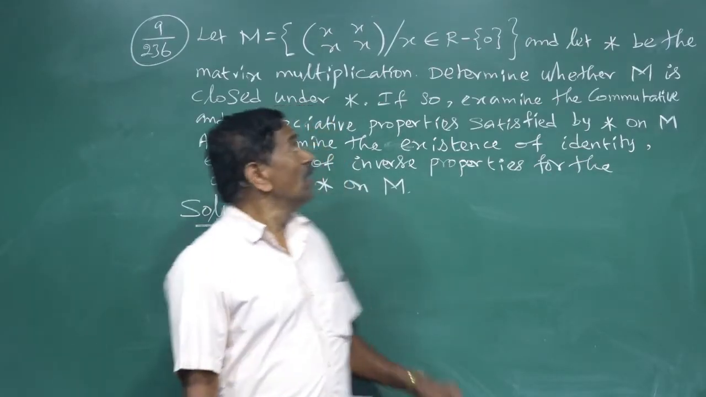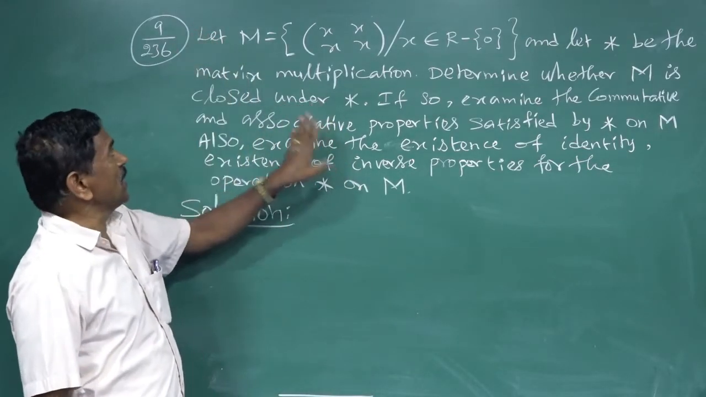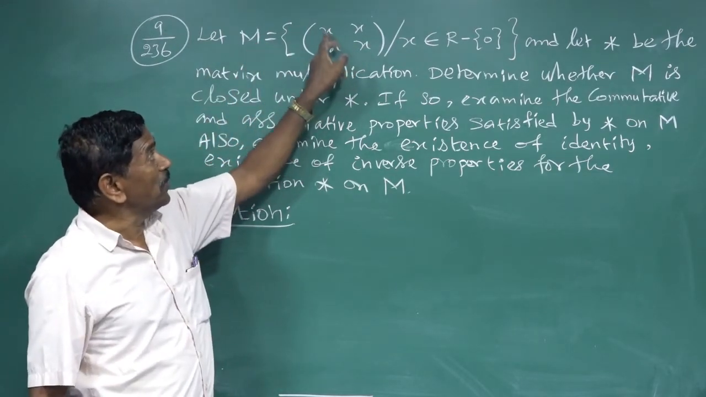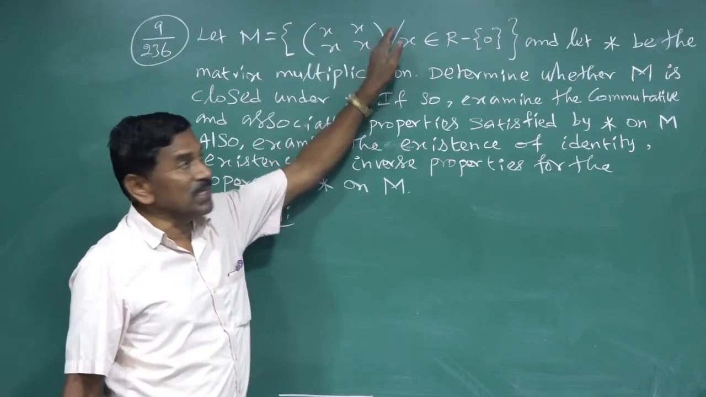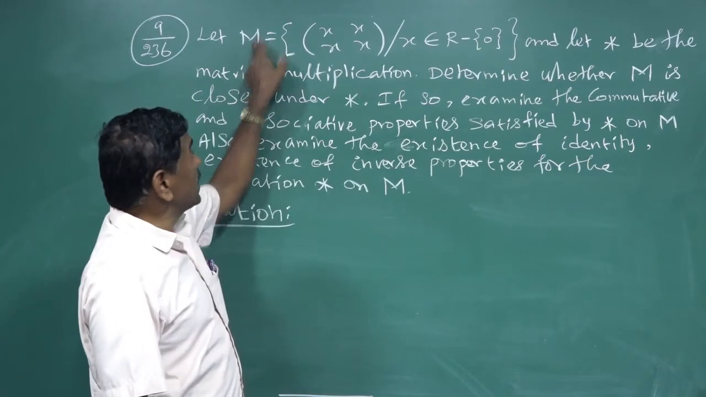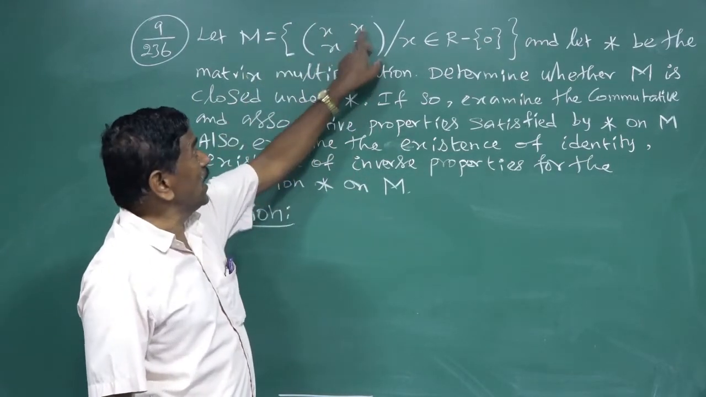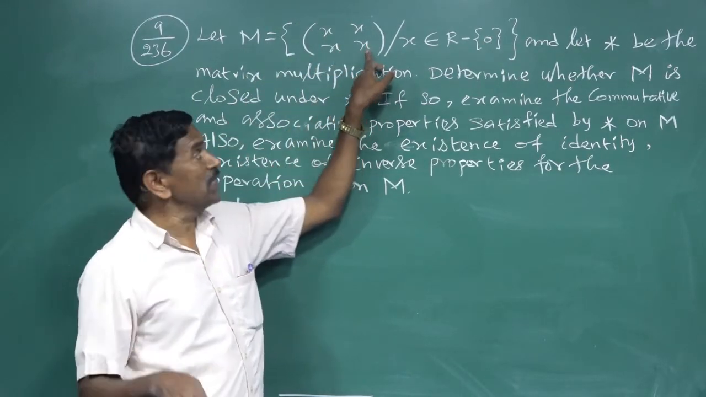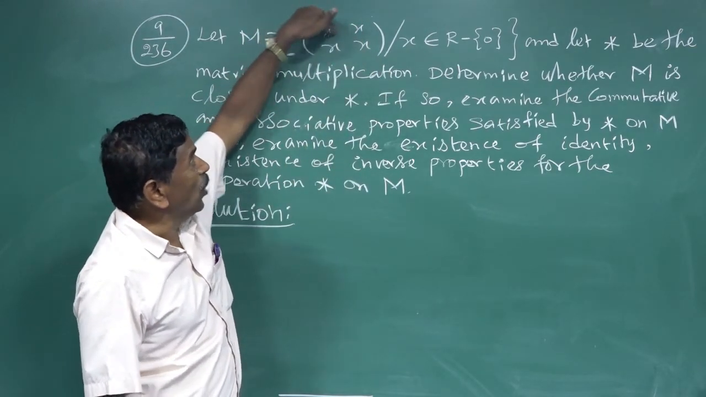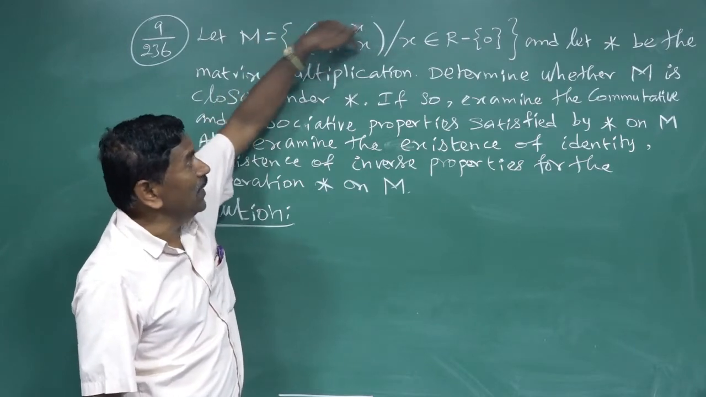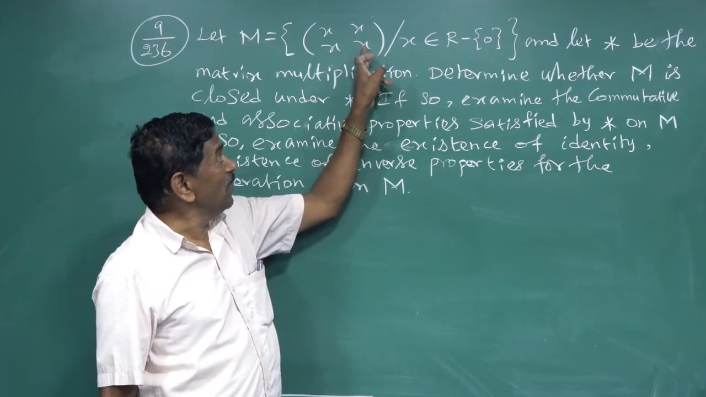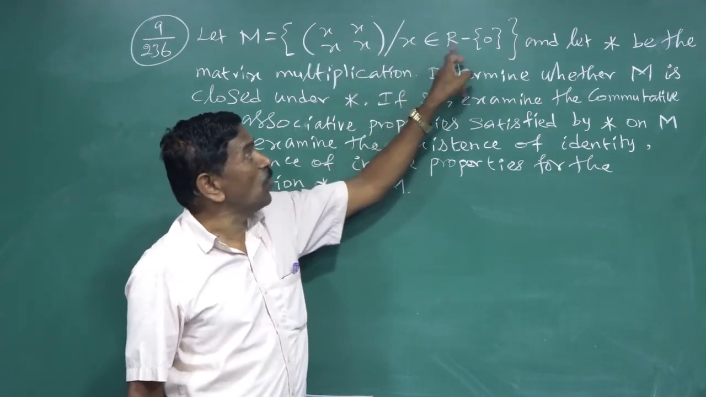Children listen. Now, ninth question from first exercise. Let M be a set whose elements are of the form [x x; x x], such that x belongs to R minus 0. Here, M is a set whose elements are 2 by 2 matrices whose entries are all the same, like [x x; x x], [y y; y y], and likewise, where the entry x belongs to R minus 0.